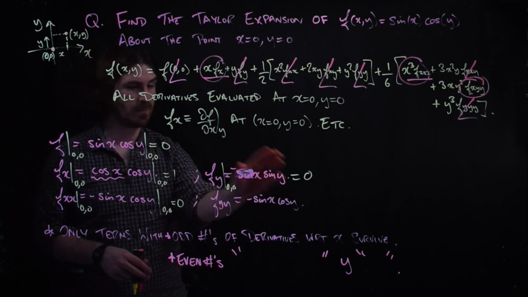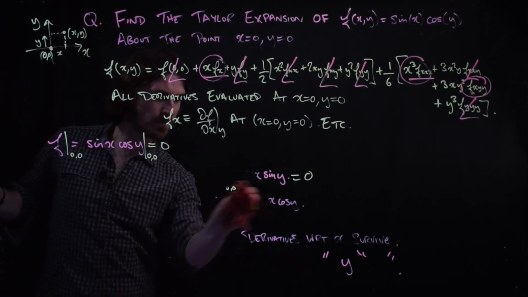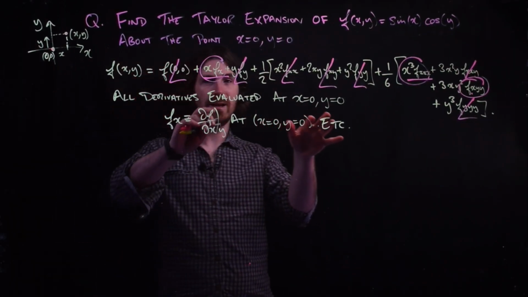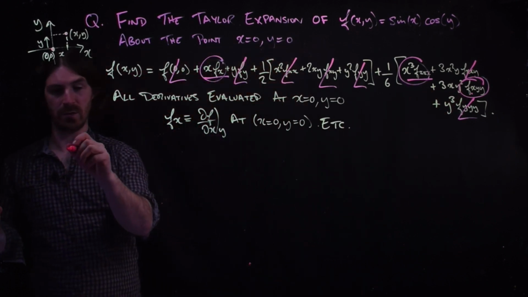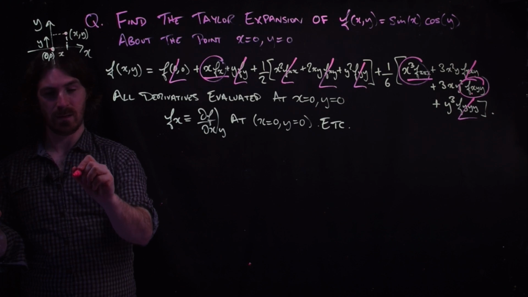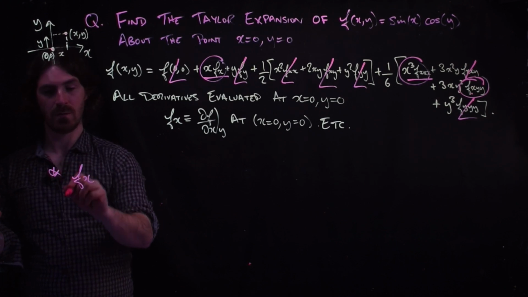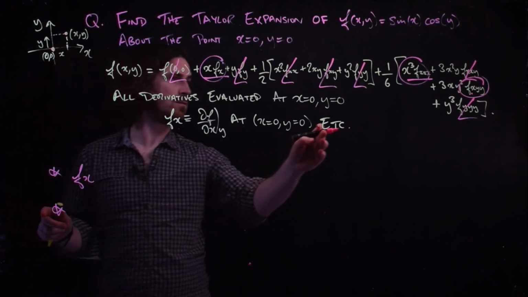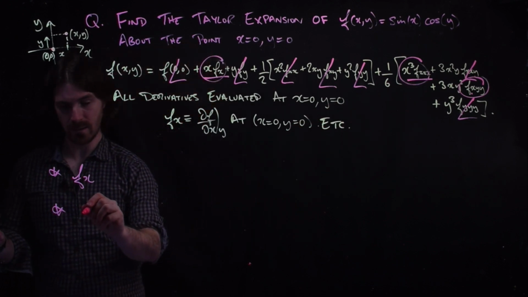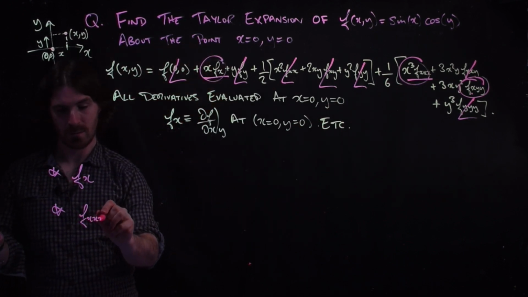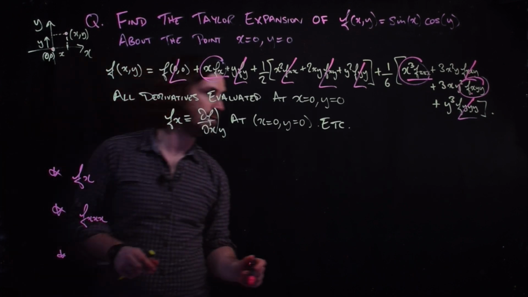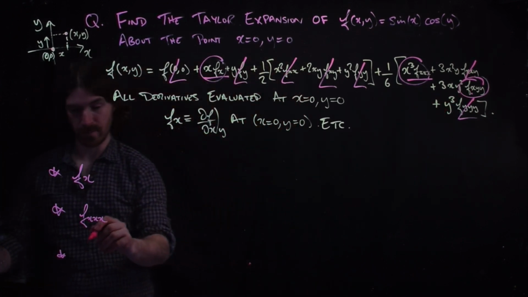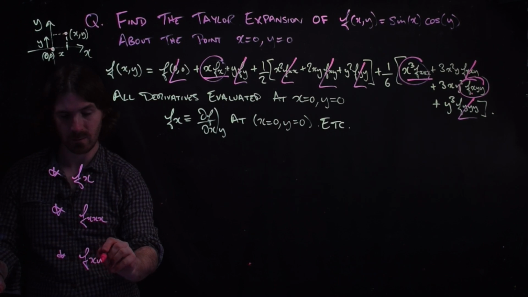So let's do that. Let me tidy this up a bit. Okay, so we only need 3 terms. We need this one, and this one. So let's work out the derivatives that we need. We need fx. We need fxxx, d3f by dx cubed. And we need this one, fxyy.